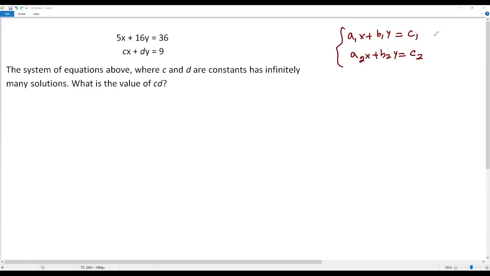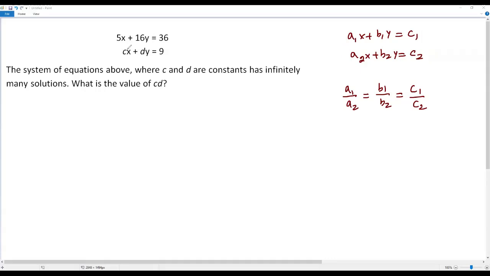So here we have a system of two linear equations. If this system has infinitely many solutions, then the ratio of the coefficients of x, the ratio of the coefficients of y, and the ratio of the constant terms must be equal. First, let me write the ratio of the coefficients of x, that is a1 over a2, the ratio of the coefficients of y is b1 over b2, and the ratio of the constant terms is c1 over c2. So all these three ratios must be equal when the given system has infinitely many solutions.